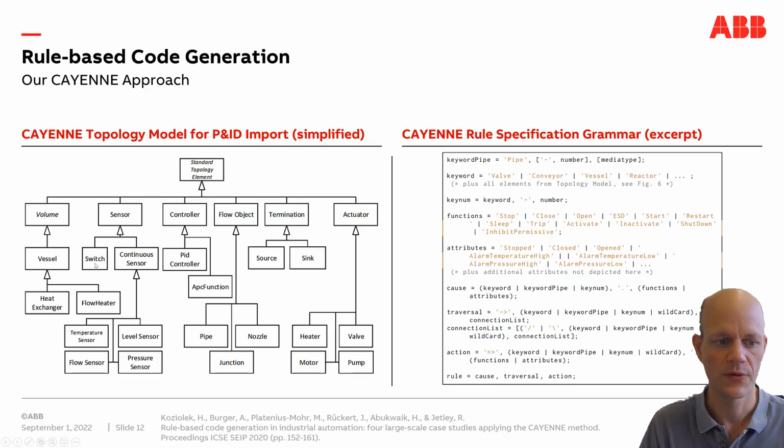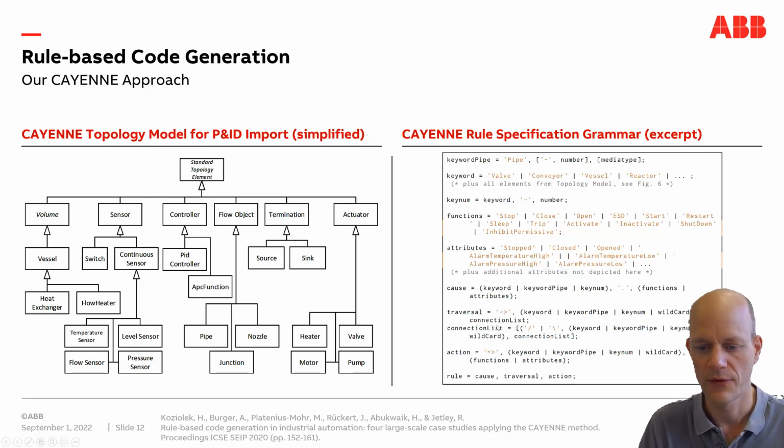For our approach, we used a topology model, which is a little bit reduced compared to an entire P&I diagram, but it contains elements like vessels, heat exchangers, flow heaters, different kinds of sensors for level, flow, pressure, and temperature. We have pipes, nozzles, and junctions. We have heaters, valves, motors, and pumps. And this covers already a good range of the elements that you find in a typical process production plant. So from this topology, which builds up an entire graph connecting the different elements to the pipes, we can then run our rule engine and do some graph traversals to actually apply the rules.